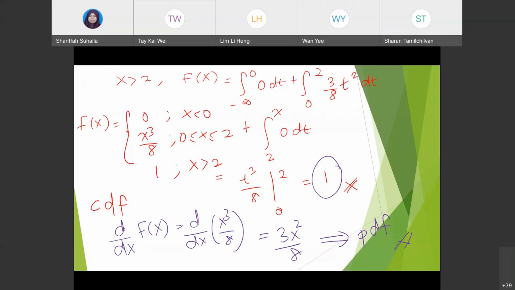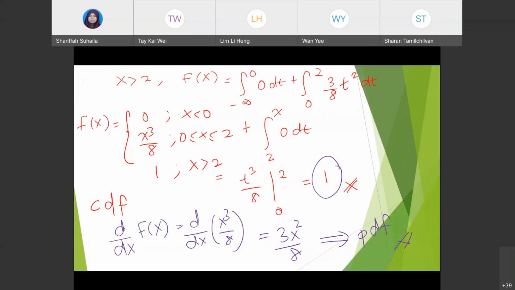Then you write it in terms of a function. Write again: capital F(x), for x less than 0 is 0. Between 0 and 2 is x cubed over 8. And the last one, x greater than 2, is equal to 1. Okay, any questions? Can you understand?